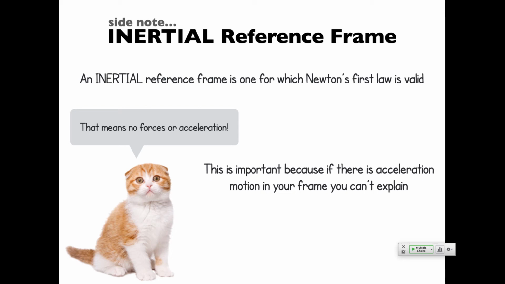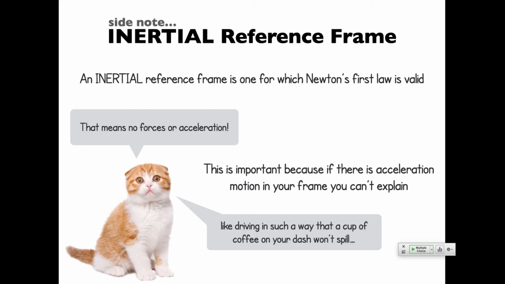How would you tip over the coffee cup? What do you have to do? Brake really hard, speed up really fast, or turn, right? If you're trying to keep a liquid stable in your car, then that's what's happening. So if you're in the car and you're moving at a constant speed, and let's say you can't hear or see what's going on outside, can you tell that you're moving? No, right? The only way you'd be able to tell is when you feel the acceleration of slowing down, speeding up, or stopping. So an inertial reference frame is driving in such a way that a cup of coffee on your dash won't spill, okay?